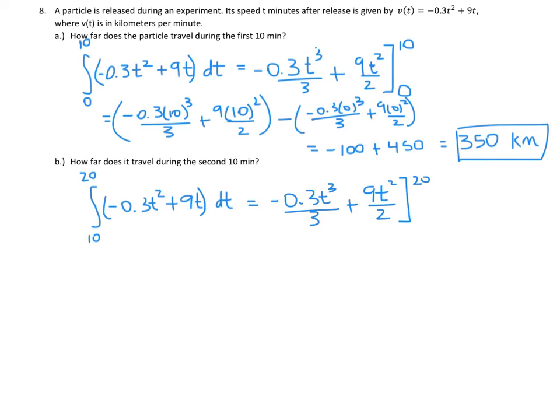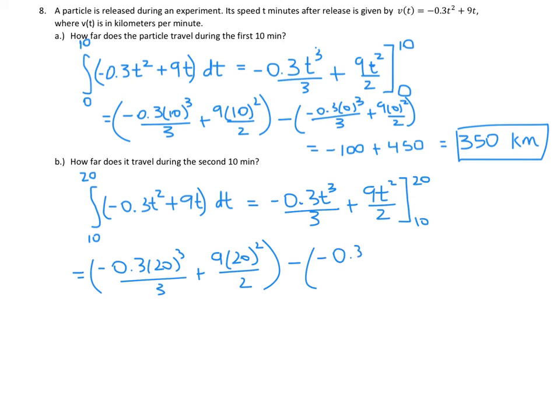So we're going to evaluate it at 20 and evaluate it at 10 and subtract those. Alright, so if we're plugging 20 in here, we have negative 0.3 times 20 cubed over 3 plus 9 times 20 squared over 2. And then we're going to subtract from that what we get when we plug 10 in. So if we plug 10 in, we have negative 0.3 times 10 cubed over 3 plus 9 times 10 squared over 2.